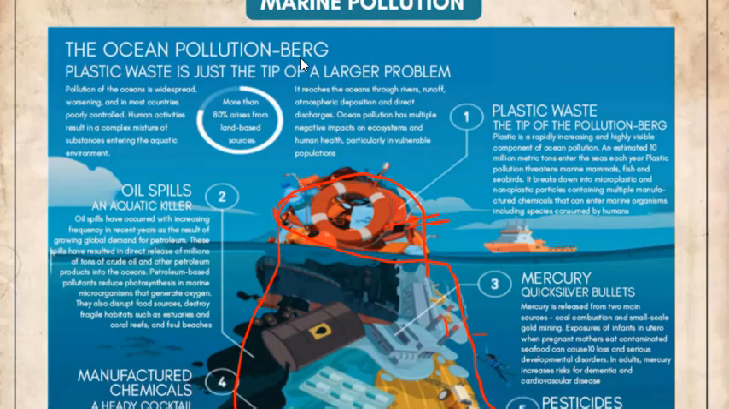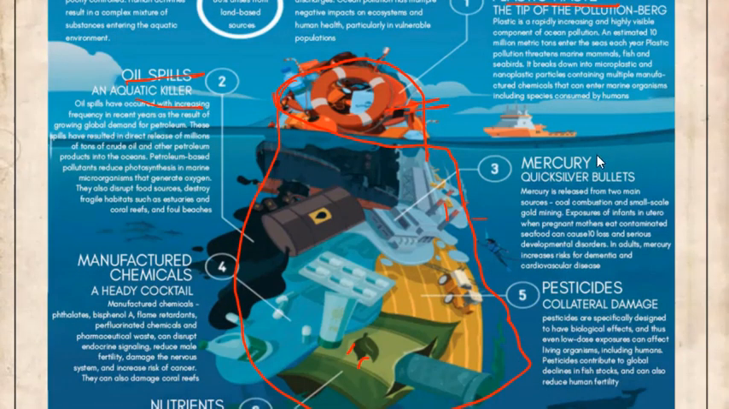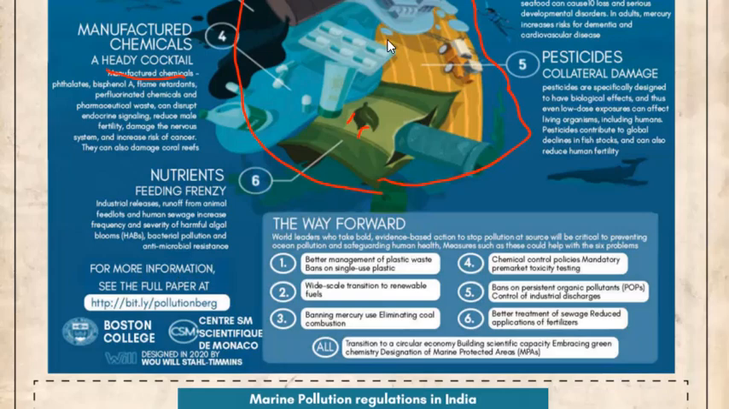The topic is ocean pollution, this iceberg concept. Plastic waste is just the tip of the pollution berg. Next is oil spill, an aquatic killer. Next is mercury pollution. We know Minamata disease, and this is also quicksilver bullets. Manufactured chemicals, a heavy cocktail, are also mixed with the water. Pesticides, collateral damage. Next is nutrients from farmland, feeding fungi, which also creates problems.